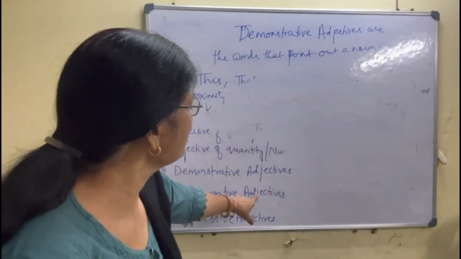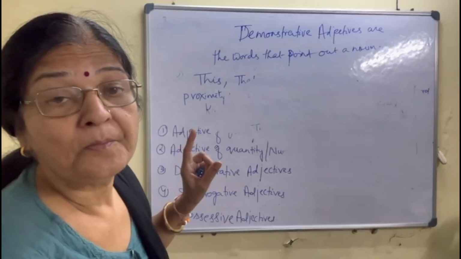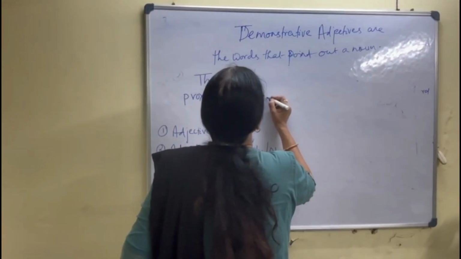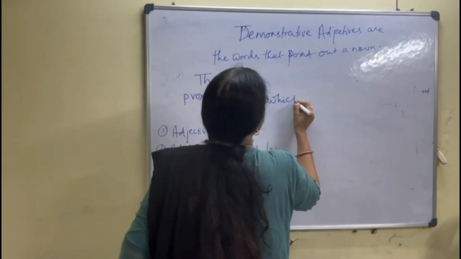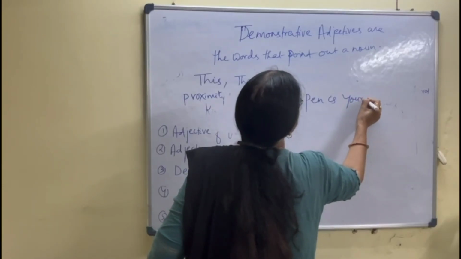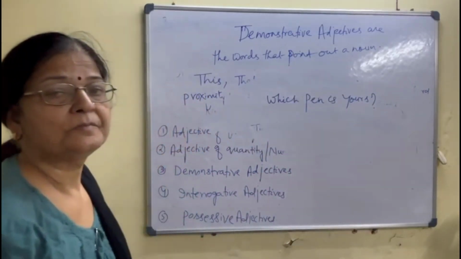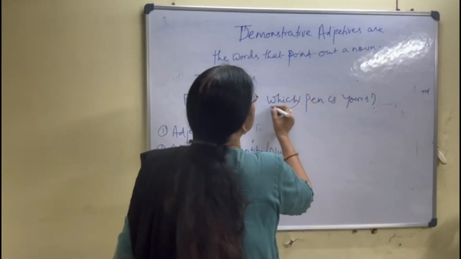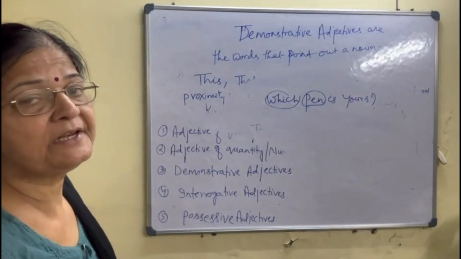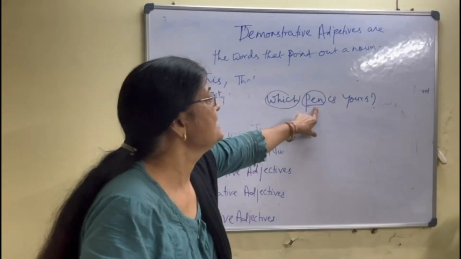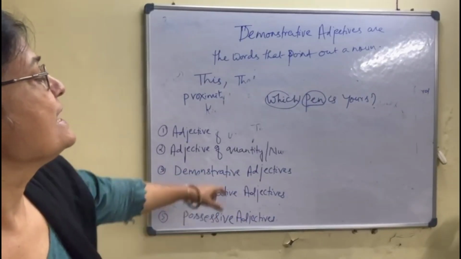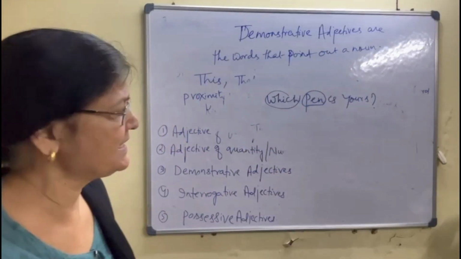Now, interrogative adjectives also put up a question about the noun. How? Let us see. Which pen is yours? So the word which, when used before a noun, becomes an interrogative adjective because it is talking about the noun and putting up a question about the noun. Hence, it is an interrogative adjective.